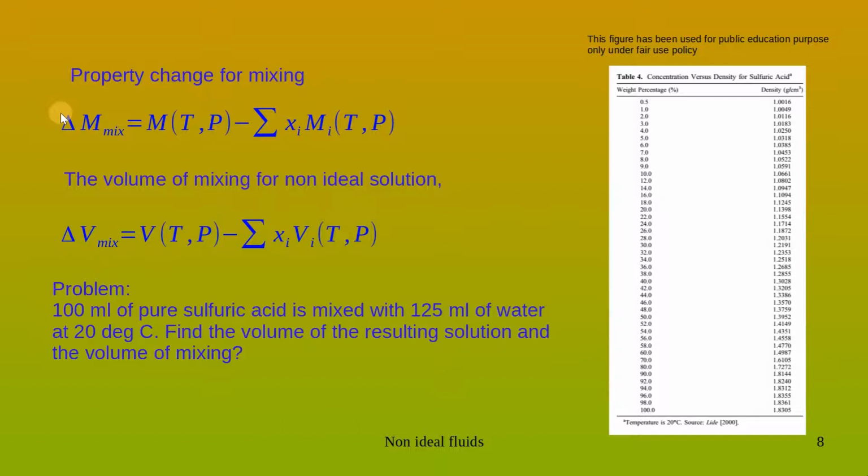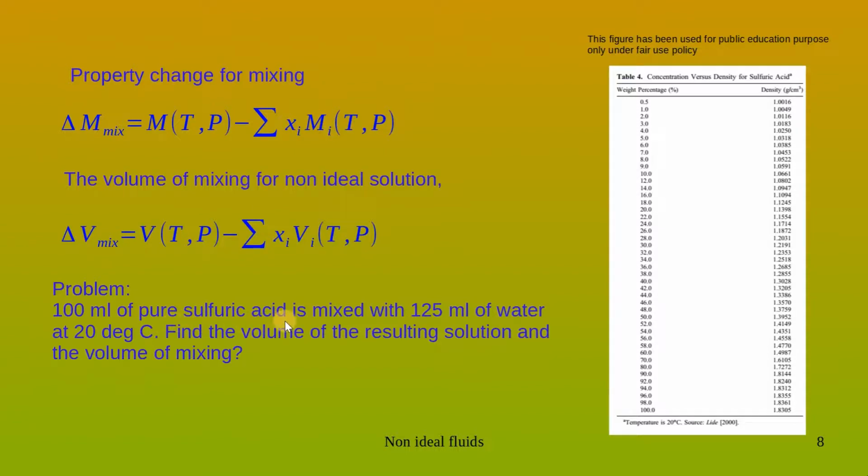Now let's understand this further by taking an example. The volume of mixing for a non-ideal solution can be defined as the volume of the non-ideal solution minus the volume if the solution were treated as ideal. If the solution was treated as ideal, its volume would be nothing but the mole fraction of the species in it multiplied by its pure volume of the species. Let's understand it by taking an example.